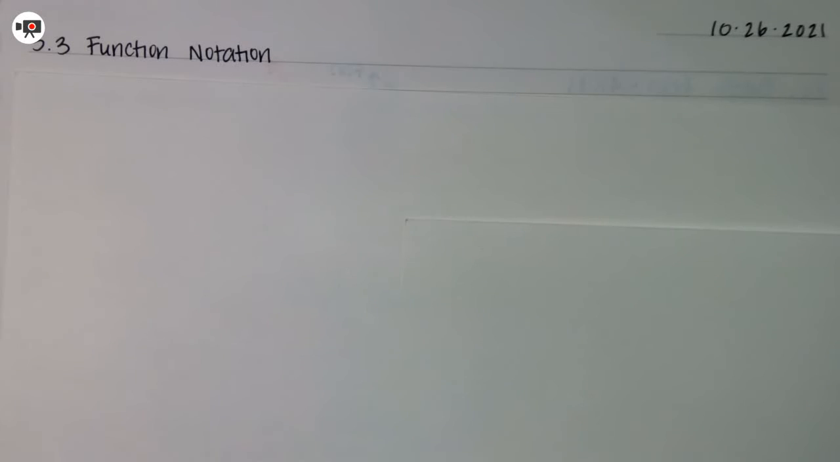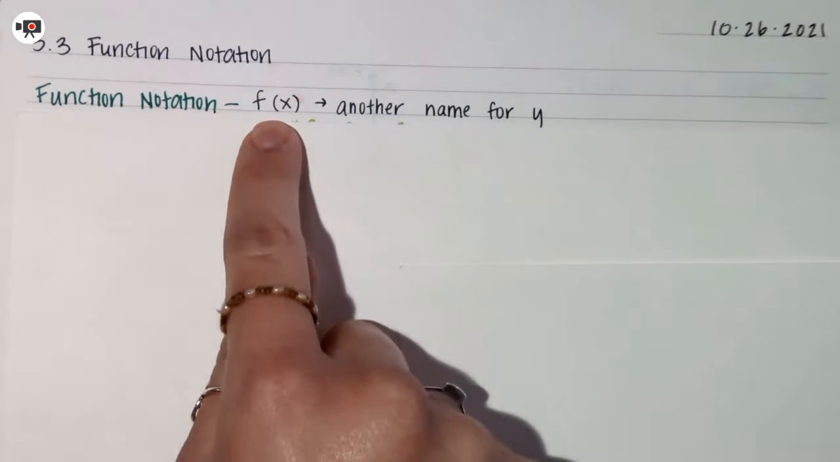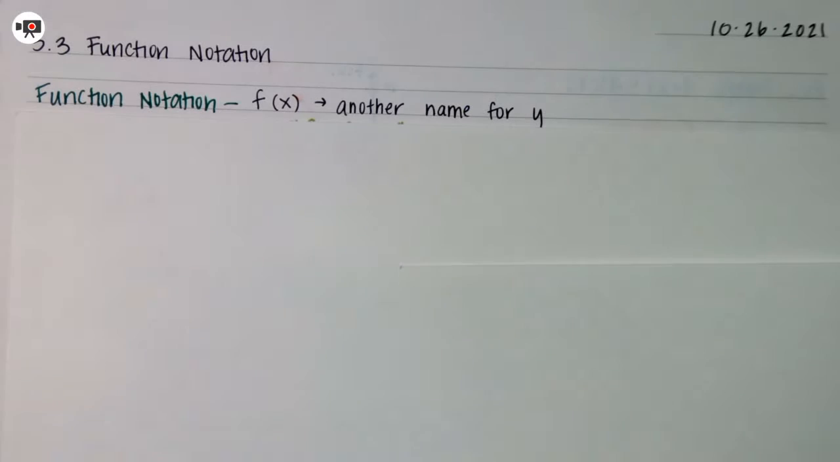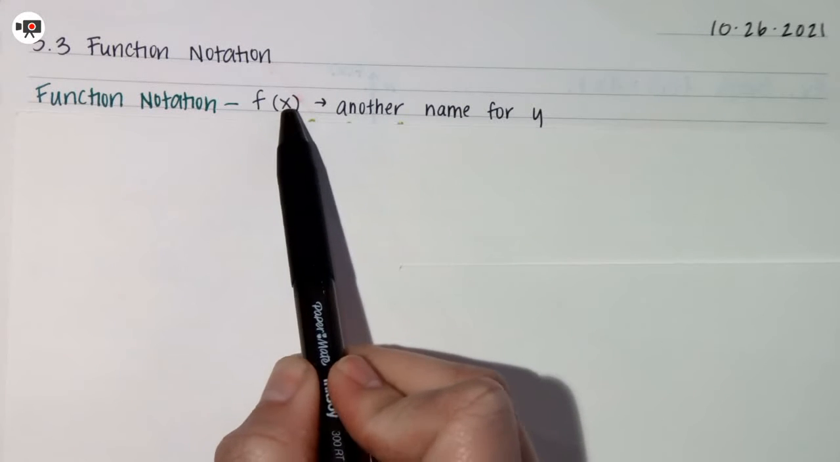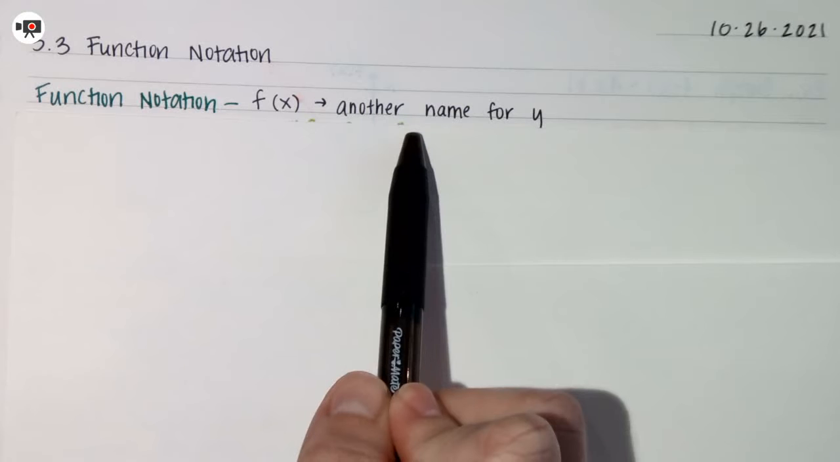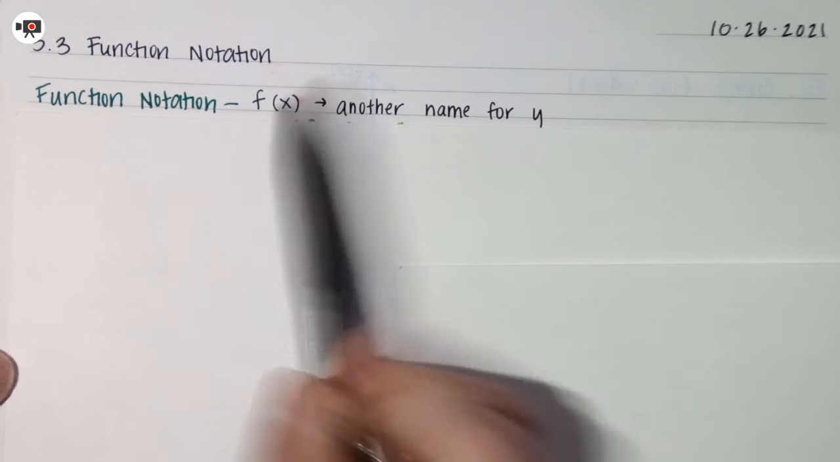Today we are talking about function notation. So let's start by defining function notation. This is where we have an f of x. So we have f and x in parentheses, and this is just another name for y. So instead of writing y equals something, we would say f of x equals something.